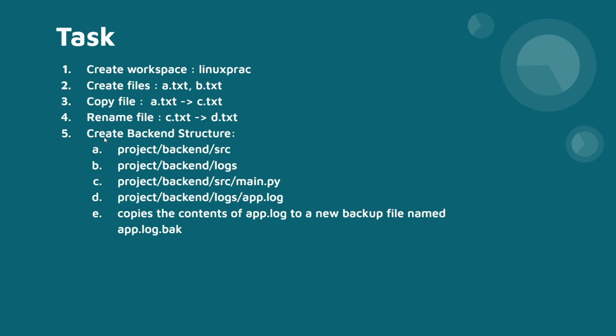Next, we need to create a backend structure. So it's like a production structure we will try to create. First, we need to create a folder project. Under that, there will be a backend folder or directory. Under that, there will be a source directory. And the same way, we will also create a logs directory under the backend. So let's do this.